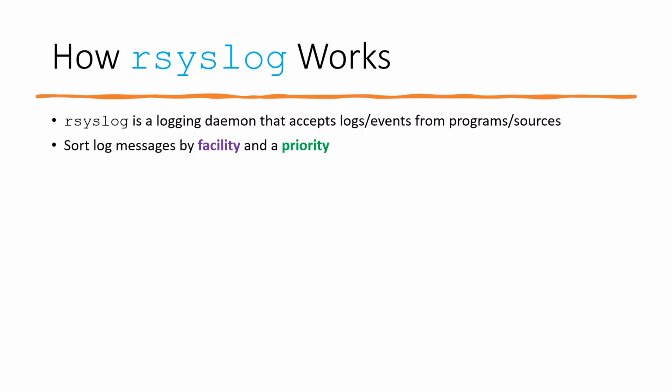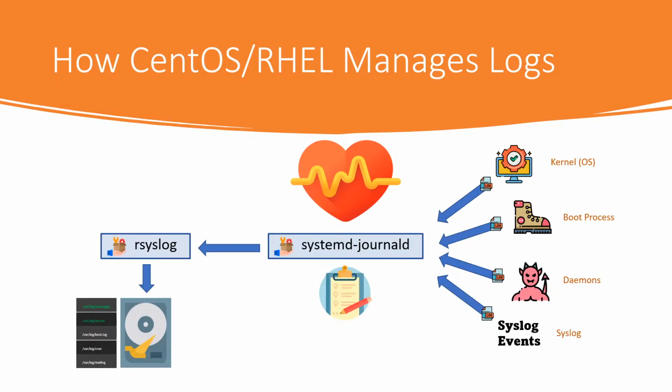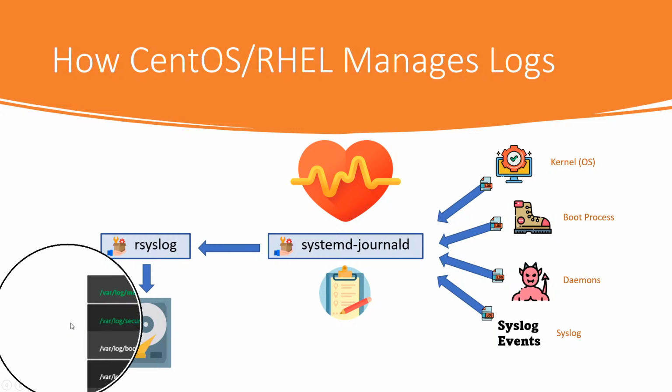Rsyslog sorts log messages by a facility and a priority. Now I'm going to go back to this slide here because I told you they sort. So remember, everything that's coming in from journald is just a bunch of different logs from a bunch of different sources. Now journald has gone ahead and sorted it. Rsyslog has to have a way of sorting this as well. So when it receives the events from journald, it puts them in these log files here, but how does it know which one to put into secure or which one? Probably too small for you guys to see. I'll try to get the magnifying glass.